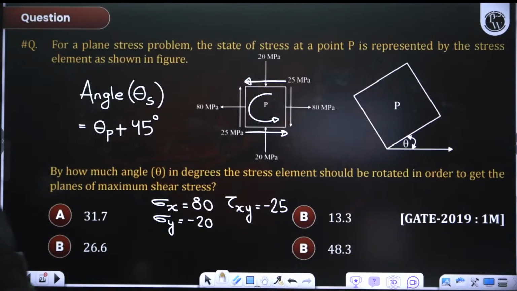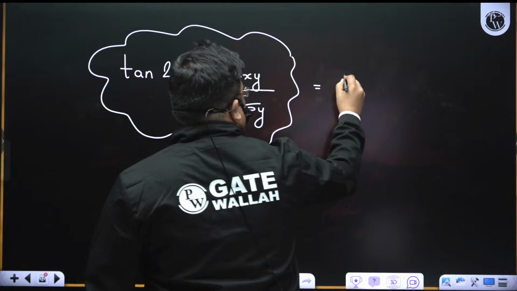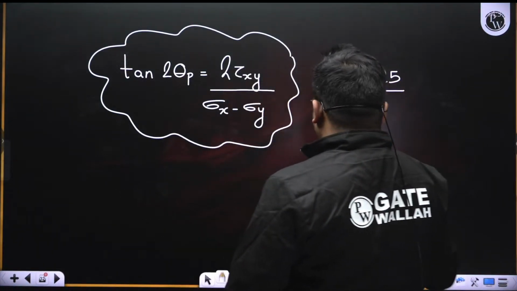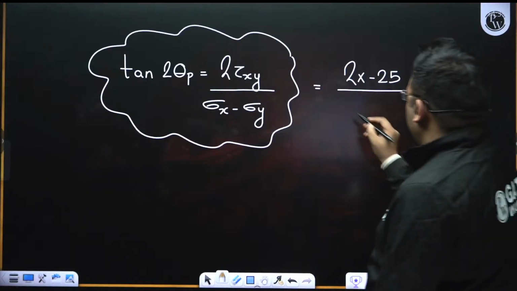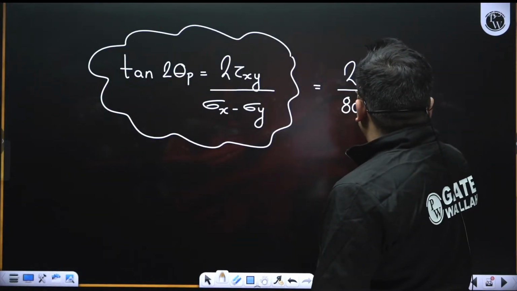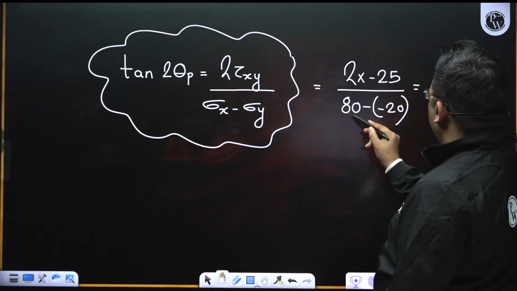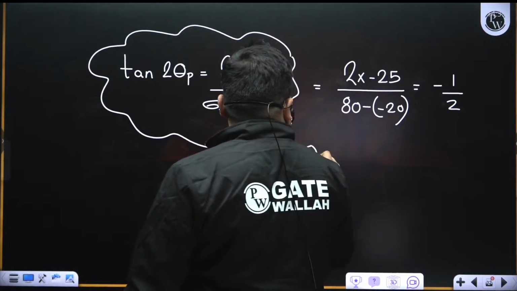So now we can put the formula, right? So this will be equal to 2 tau xy. So 2 into minus 25. Then sigma x is 80 and sigma y is minus 20. So 80, then minus of minus 20. So this will be minus 50 by 100. It is minus half. So theta p will be how much?